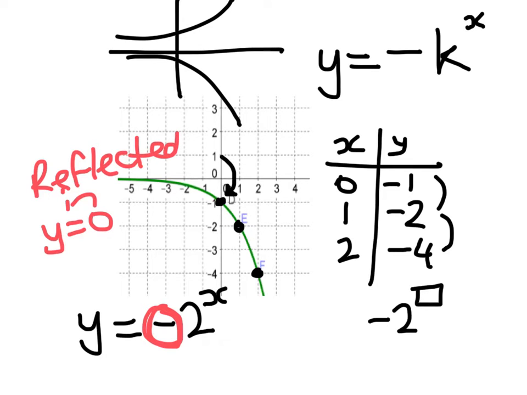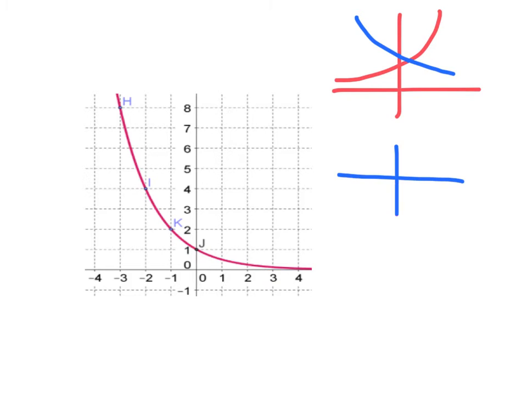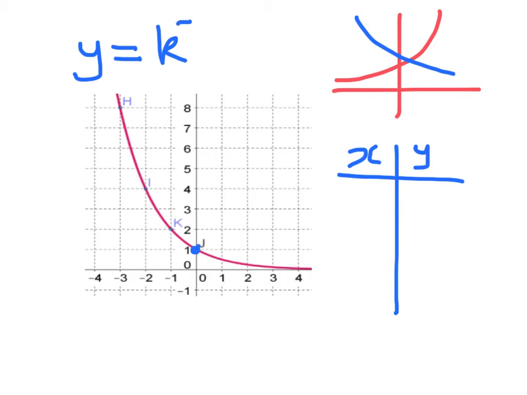Okay, next one. Right, this is a different reflection. This is my basic graph. This is what I've got. So if we're doing a reflection in the y-axis, when we have an exponential graph, that is coming through by having negative exponents. So let's have a bit more look at how that's happening.